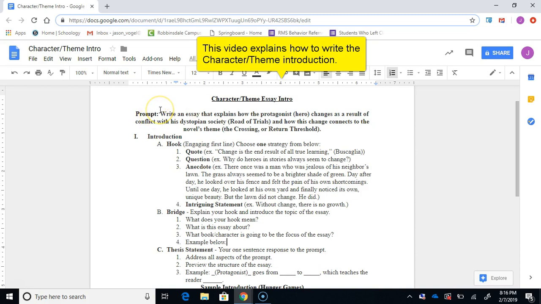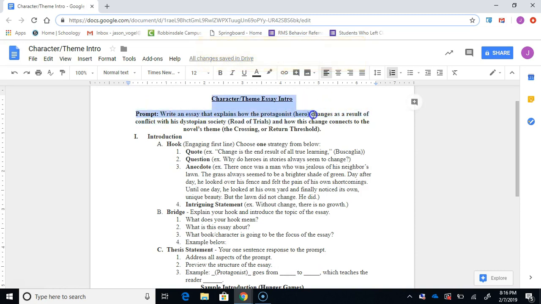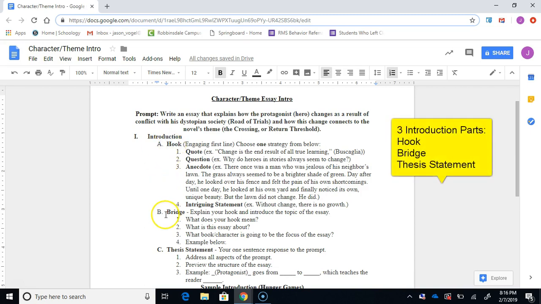The prompt for this essay is: write an essay that explains how the protagonist, Hero, changes as a result of conflict with his dystopian society, Road of Trials, and how this change connects to the novel's theme, the crossing a return threshold. So, anytime I am writing an introduction for an essay, it will have three main parts: the hook, the bridge, and the thesis statement.